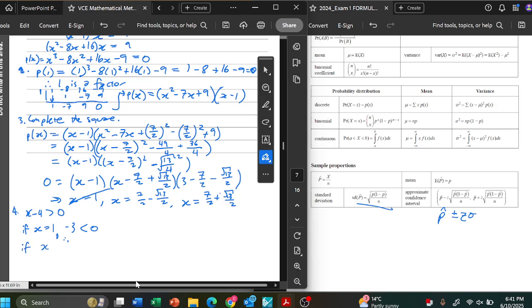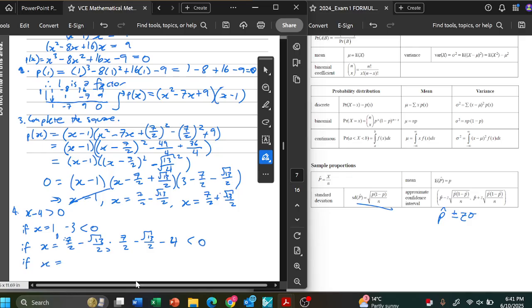What about if x equals 7 over 2 minus root 13 over 2? Well, then we have 7 over 2 minus root 13 over 2 minus 4. What's that? That's going to be minus 8 over 2 for the constants, so that's going to be a negative number as well. So that's less than 0.